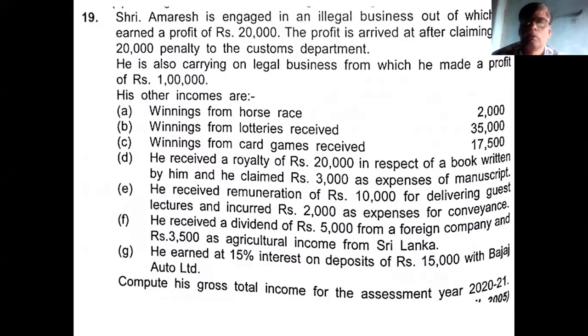Am I audible or not? Okay, I will not waste your time. 20,000 is the profit after adjustment of 20,000 penalty. Before adjusting that, his profit is 40,000. Income from illegal business is 40,000. From that 40,000, he deducted 20,000, and the remaining income is 20,000. This is the information given.